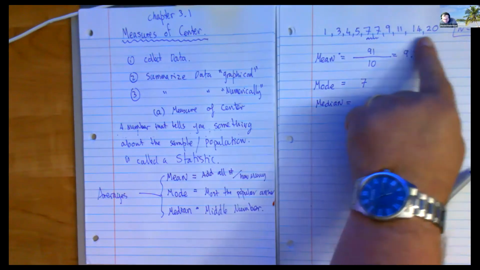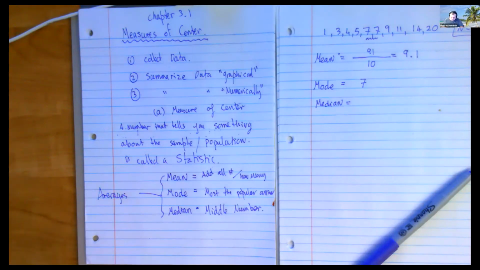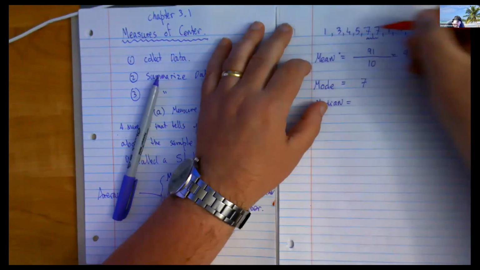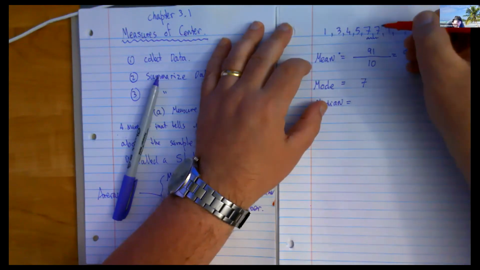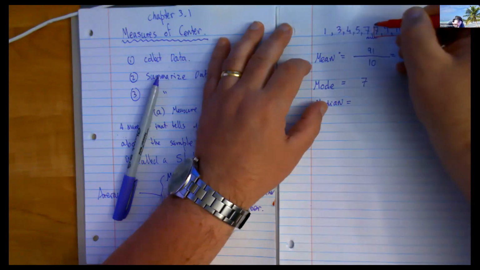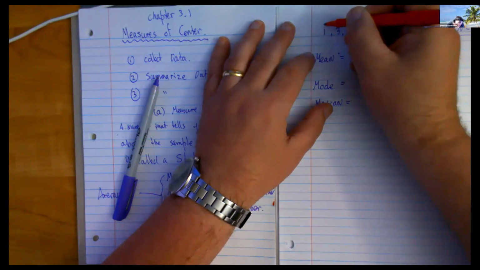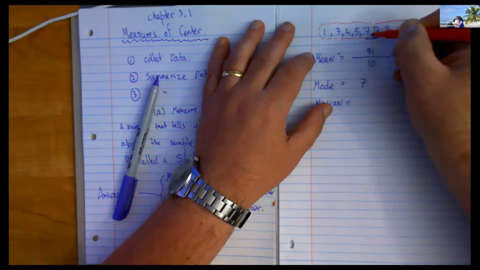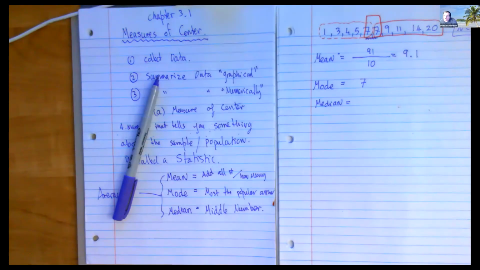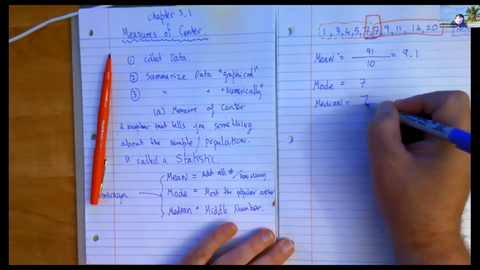Now, the middle number, let's see what that looks like. If you look at 10 numbers, 1, 2, 3, 4, 5, 1, 2, 3, 4, 5. You get those 5, and then you get those 5. Do you see in this case, there are a shared pair of numbers in the middle, right? There's 2 numbers in the middle, right? Aren't both those 7s equally in the middle? So in this case, the median is 7.